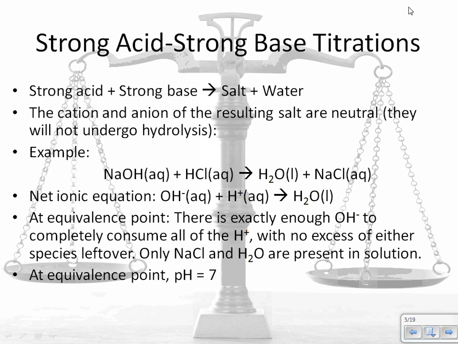If we eliminate the sodium and the chloride as spectator ions, you get the net ionic equation to make your water. At the equivalence point, there should be exactly enough OH⁻ to completely consume all of the H⁺, with no excess of either. Only NaCl and H₂O are present in solution, making the pH equal to 7 at the equivalence point.